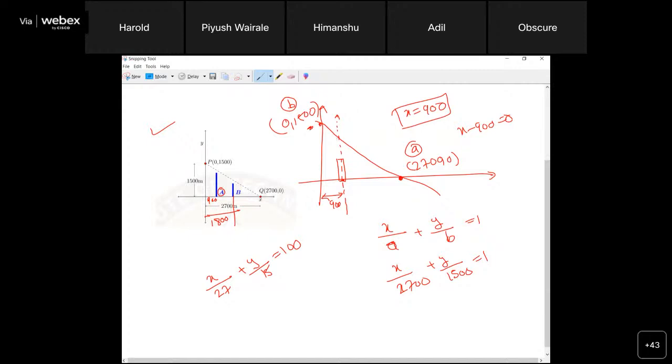So now this line and this line should not intersect. It should be the safe height, right? So at what point it is intersecting, that we have to find out. But the equation of the line is x equals 900, right? Just put x equals 900 here. 900 upon 27 plus y upon 15 equals 100. So 100 upon 3 plus y upon 15 equals 100. So from this you will get the value of y.